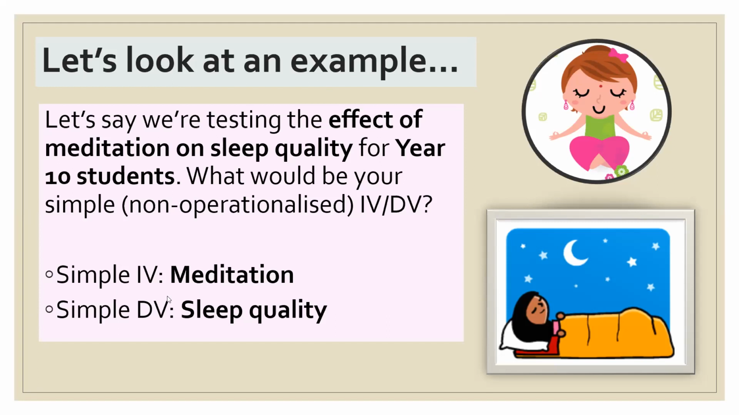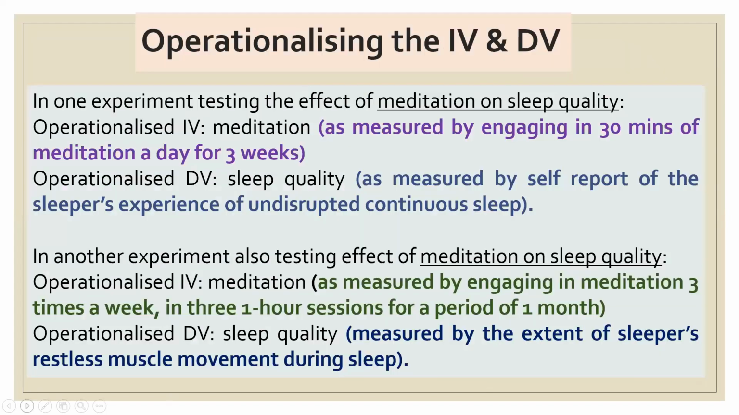When we're looking at an example, I think we went through this example last year as well: meditation on sleep quality for year 10 students. The simple IV is the meditation, and the sleep quality is what we're measuring for change. Again, this shows the different ways we can operationalize those variables. Meditation can be operationalized as doing 30 minutes of meditation a day for 3 weeks, or as doing 1 hour sessions of meditation 3 times a week for 1 month. The numbers we're using and the descriptive ways we're measuring that, that's what operationalizing means. I'm not going to go too into depth with that.